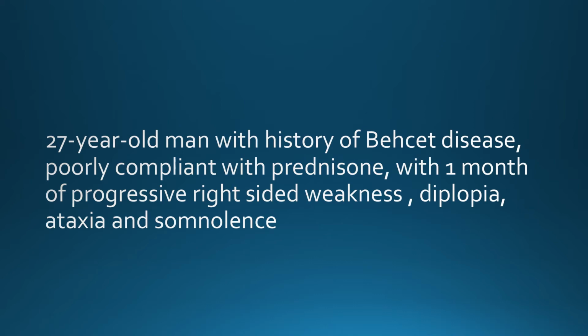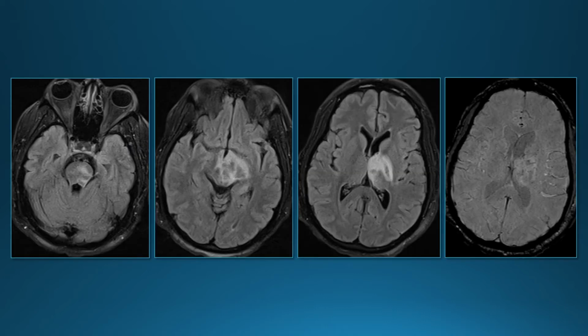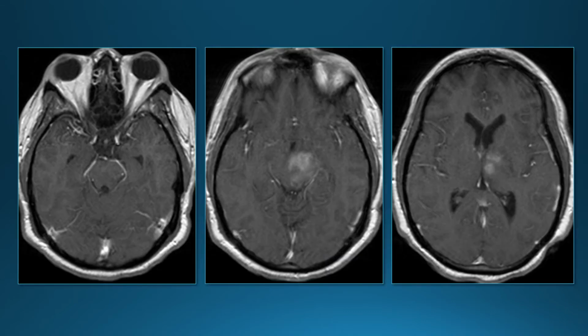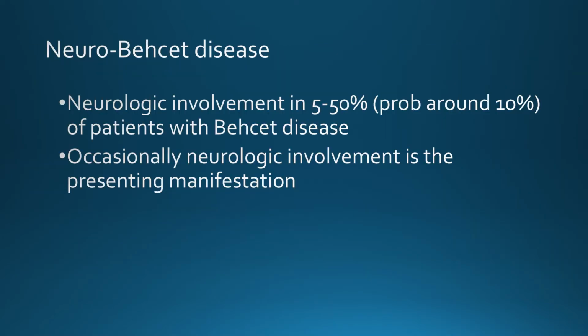27-year-old man. This patient has a history of Behcet disease, poorly compliant with the prednisone, 1 month of progressive right-sided weakness and diplopia, ataxia, and somnolence. Had this MRI. The first 3 are FLAIR images. It shows abnormal signal in the pons, midbrain, and thalamus. On the right is a susceptibility weighted image, so a couple areas of microhemorrhage associated with it. Post-contrast, we see some patchy enhancement. And this is a patient with Neuro-Behcet disease.